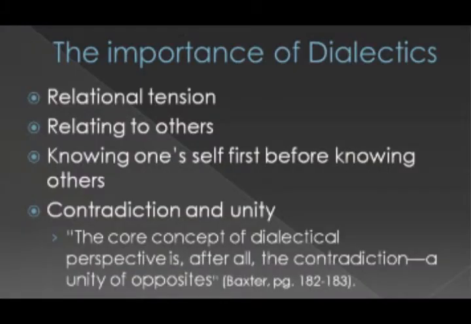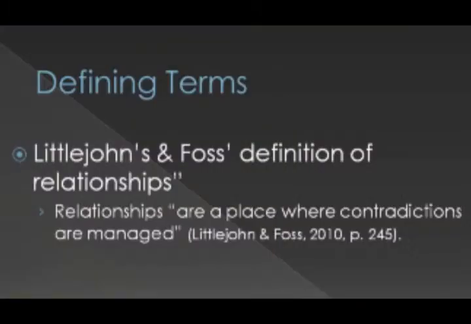Fourth, we see that contradiction and unity take place within dialectics. As theorist Leslie Baxter states, the core concept of a dialectical perspective is, after all, the contradiction, and contradiction is the unity of opposition. Now that we've been able to define what dialectics and dialogue consist of, we can see how relationships emerge and conform into dialectics and dialogue.